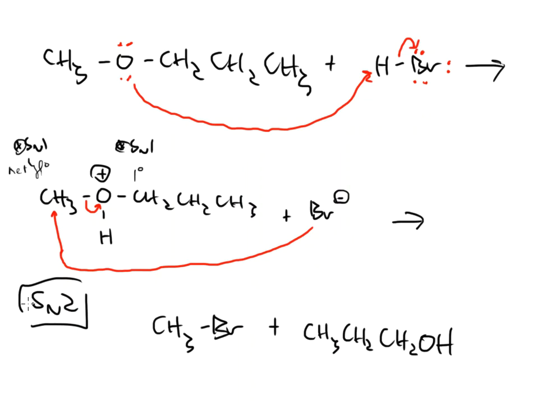SN2s and SN1s both happen in ethers. SN1s happen in ethers when they can leave behind a stable carbocation. SN2s happen in ethers when they cannot. So there is a difference between the ether mechanisms. Now, out of these two, SN1 is going to be preferred when it can happen. That's the one that's going to be preferred over the SN2.